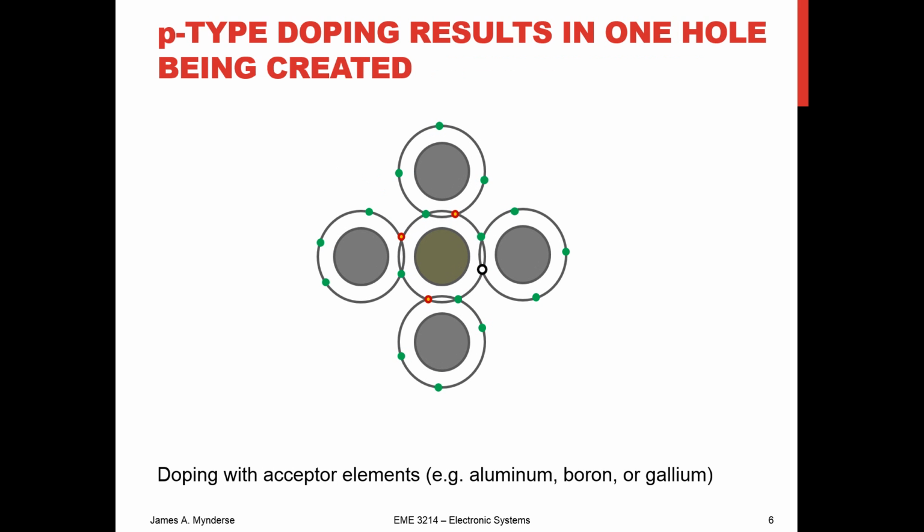We could do it the other way. We could do a P-type where we put in something with an acceptor element. One extra hole is floating around now. We've got one fewer electron than we should have. And so with that one hole floating around, we've got this floating positive charge, and that's our P-type.